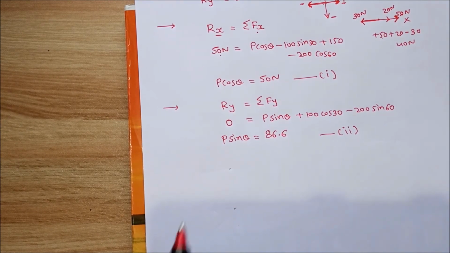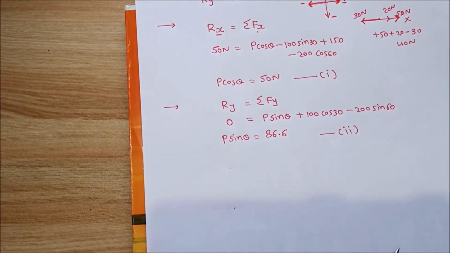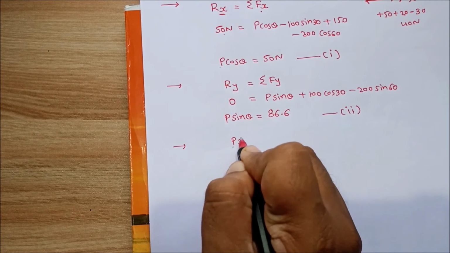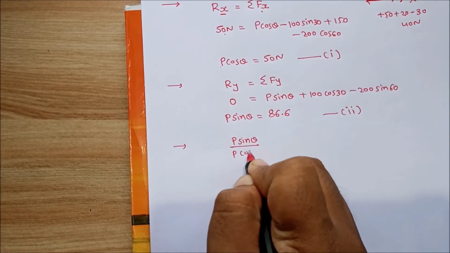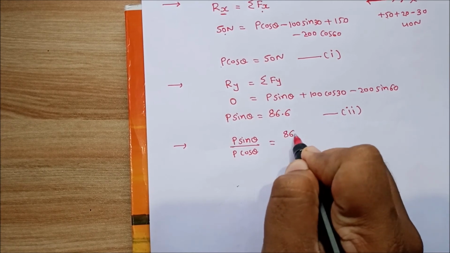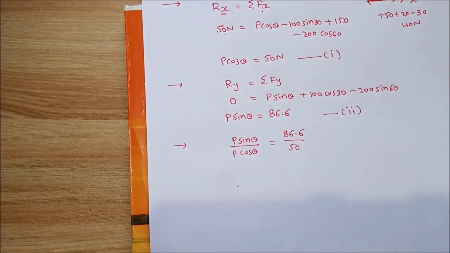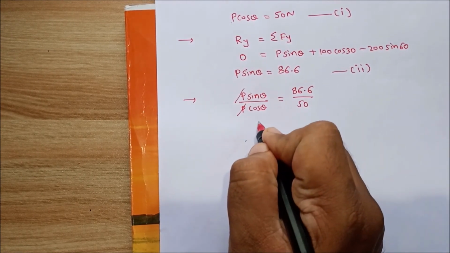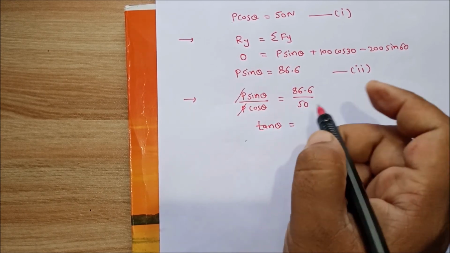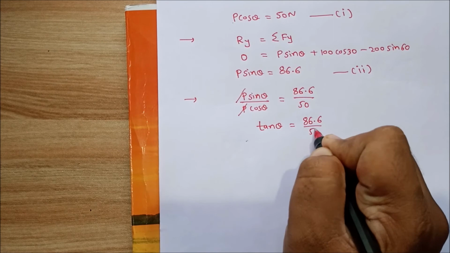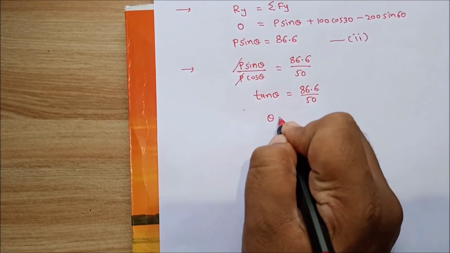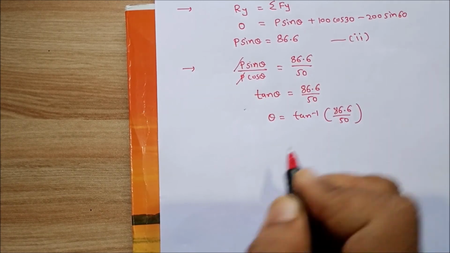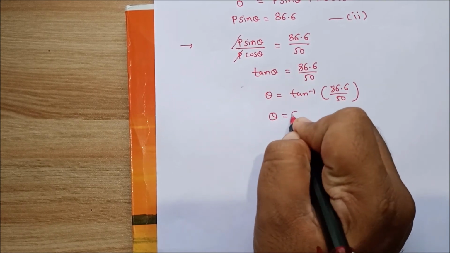Here we have to find the force P and the angle theta. So we divide equation number 2 by 1. So we get P sin theta by P cos theta is equal to 86.6 divided by 50. Here P cancels out, and sin theta divided by cos theta is tan theta, equal to 86.6 divided by 50. So theta is equal to tan inverse of 86.6 divided by 50. So theta we get is 60 degrees.